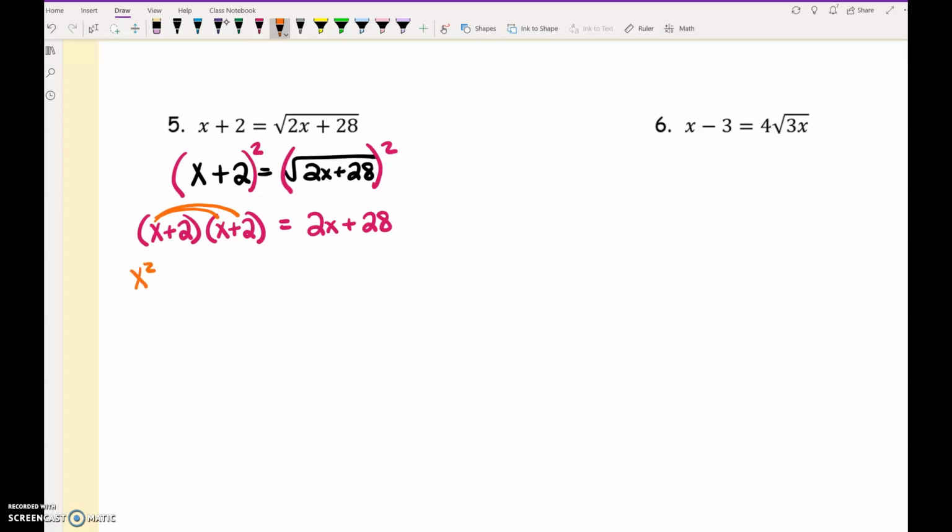So we have x squared plus 2x plus 2x plus 4. If I combine like terms, we've got x squared plus 4x plus 4 equals 2x plus 28. When we have x squared and x in the same equation, we need to look at the sign by the door and read that sign with enthusiasm. We love factoring. We totally love factoring.